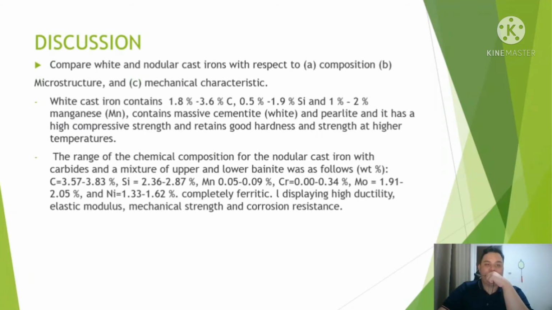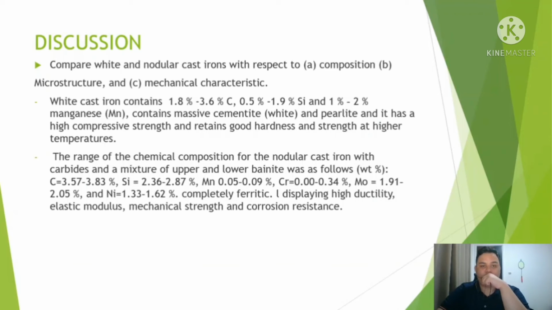And then the last one is to compare white and nodular cast iron with respect to A, composition, B, microstructure, and C, mechanical characteristics. The white cast iron contains 1.8 to 3.6% carbon, 0.5 to silicon, and 1 to 2% manganese. It contains massive cementite, white and pearlite, and it has a high compressive strength and retains good hardness and strength at a higher temperature.